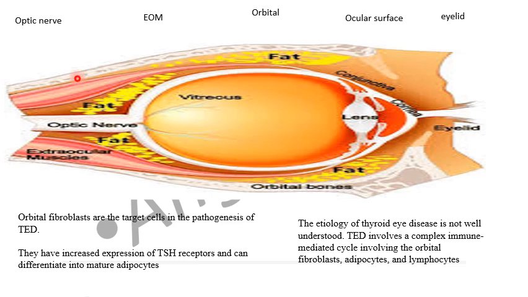Now, this is the diagram of the orbit. I've purposely stretched it so that I'm able to fit the various problems in the anatomical places. So you know, eyelids, ocular surface, orbital, extraocular muscles, and the optic nerve. Now, what are the problems? The fibroblasts sitting here are the problem. They can also differentiate into mature fat cells. These fibroblasts have a lot of TSH receptors. That is why they are proliferating because of thyrotoxicosis.